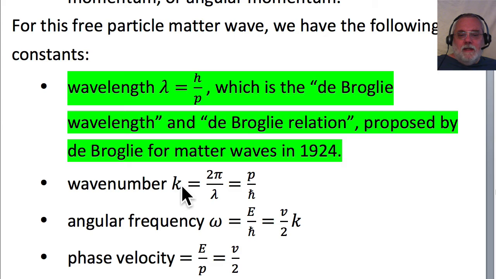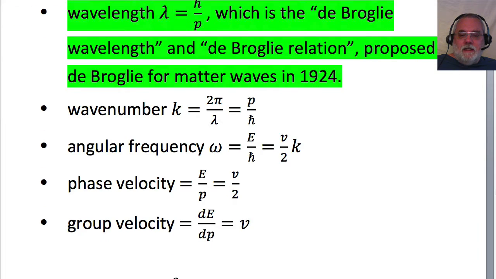Wave number k is 2 pi over lambda, which is momentum p over h bar. Angular frequency omega is E over h bar, which we can do the math and we get velocity over 2 times the wave number. Phase velocity is energy over momentum, and it's velocity v over 2. But group velocity is the derivative of energy with respect to momentum, and that is velocity v.